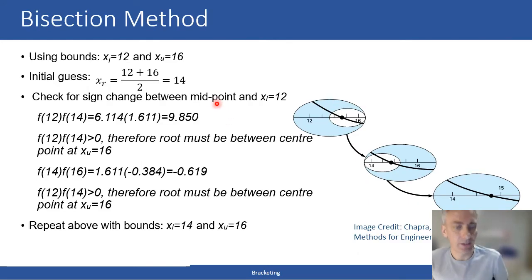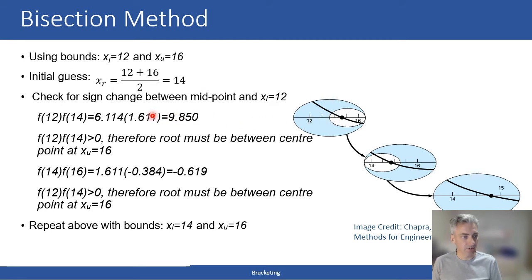So this slide is another example. It's exactly the same process which I just described on the previous page, only we're putting real numbers into this function. So in this case, we know there's a root between 12 and 16 from graphing the function. So we guess that the upper and lower bounds of the brackets should be between 12 and 16. Then we calculate the halfway point. That's our next guess. So the halfway point will be 14 at this point.